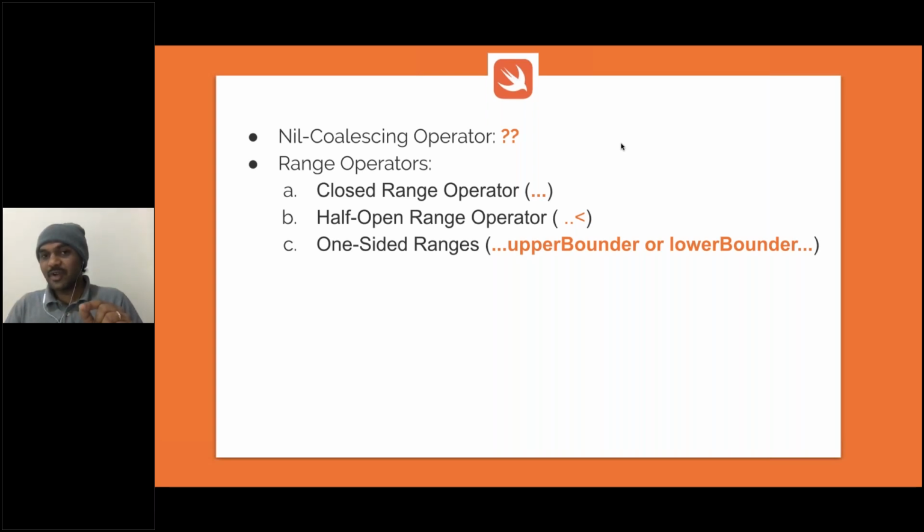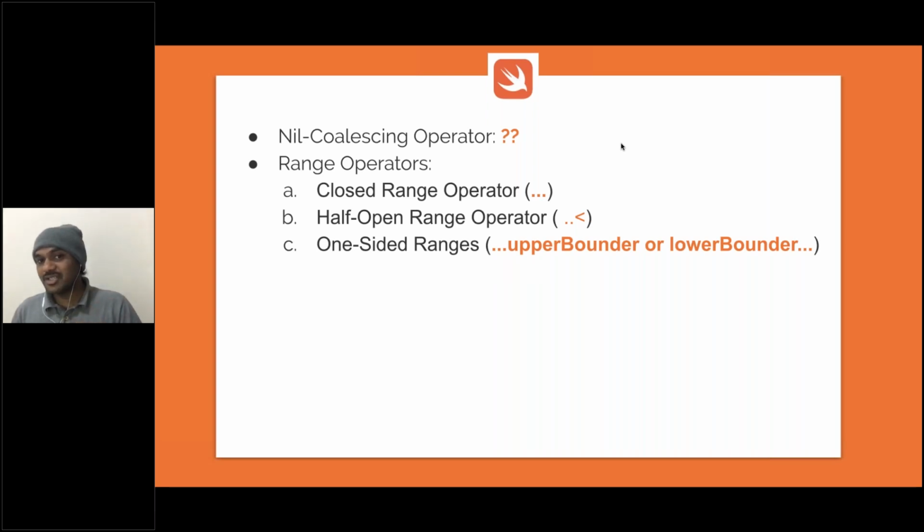If I use the half-open range operator from 1 to 10, then I am traveling from 1 to 9 only. The last value will not be included in the half-open range operator. The closed range operator will travel from X to Y, whereas the half-open range operator will travel from X to Y minus 1.